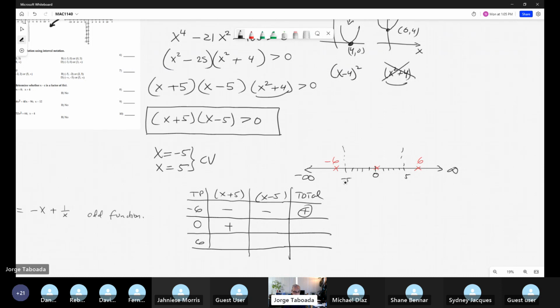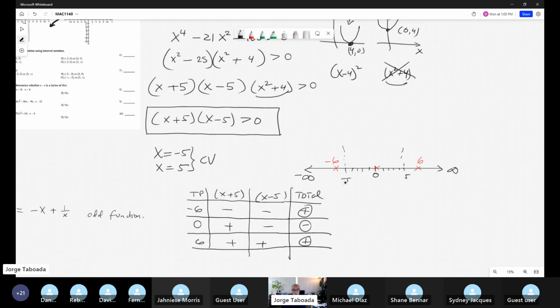Zero is positive, zero is negative. So the sign is negative because positive times negative is negative. In this case, it is a polynomial multiplication. And 6 is positive. Positive.